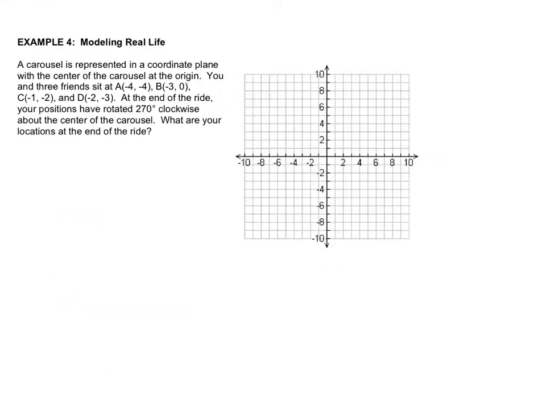Lastly, we have a carousel in which we're looking at a coordinate plane kind of being made around it so that the center of the carousel is at the origin. You and 3 friends, so there's 4 of us in total, are sitting at those coordinates. So let's plot those coordinates first, and then we'll come back together. So there we are sitting, A, B, C, and D, with those coordinates.